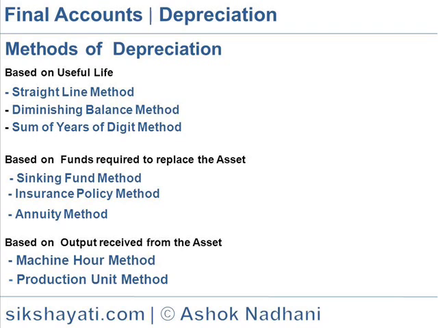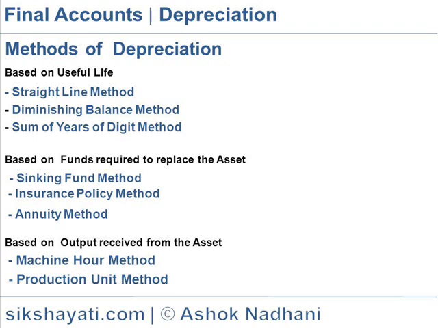Based on funds required to replace the asset: Sinking fund method, the amount retained by writing off depreciation is invested in a fund known as sinking fund or depreciation fund to build a fund to replace the asset at the end of its useful life. Insurance policy method, depreciation is charged to take out an insurance policy to replace the asset at the end of its useful life. Annuity method, depreciation is computed as per annuity table and interest rate.